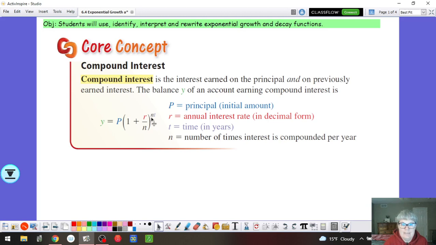Again, N is the number of times it's compounded per year, and T is still time. In this case, it's specifically the number of years. So what do I mean when I say the number of times interest is compounded each year? Well, if we say something is annually, that's only going to happen one time per year, or once per year.